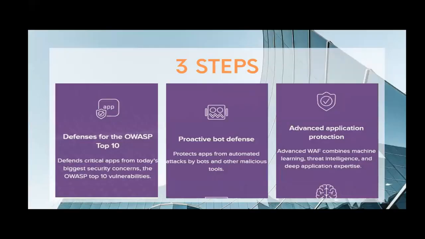If we go to the OWASP Top 10, this covers it. Bot defense, this covers. Brute force, this covers. Web scraping, this covers. Take maybe a hundred names of vulnerabilities and it would mitigate them; if not 100 out of 100, then 90 out of 100 will get mitigated by your F5.